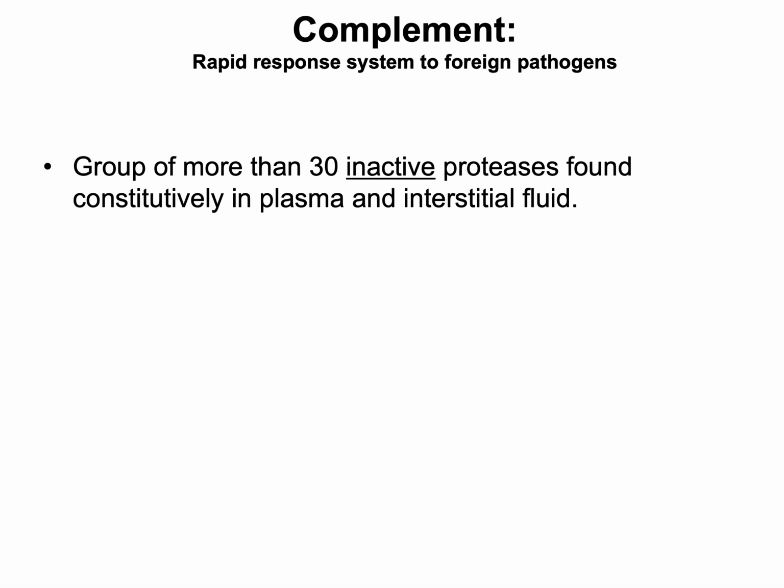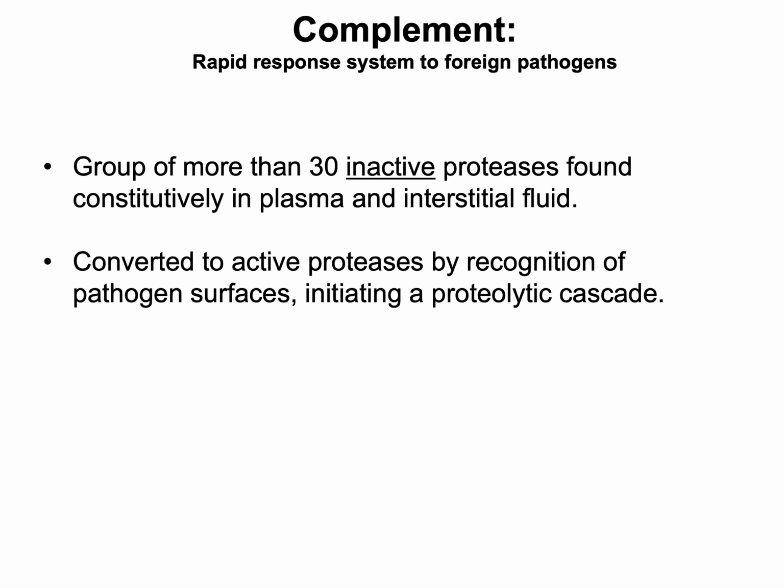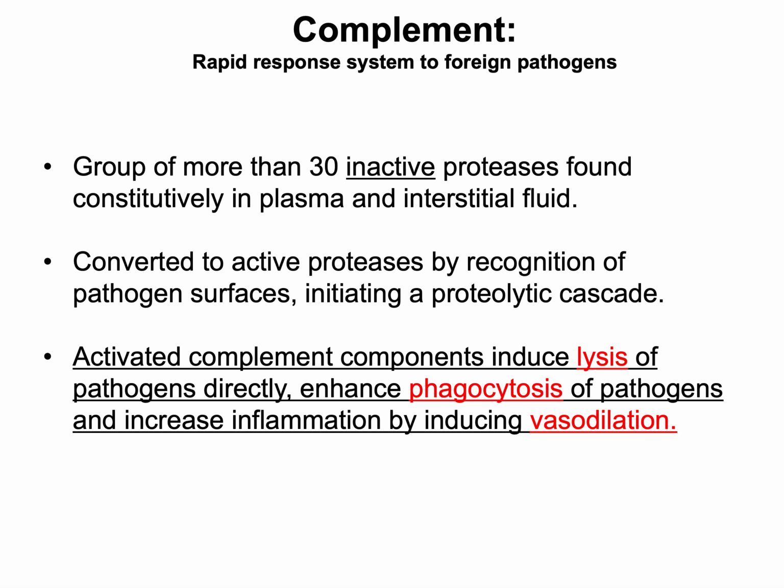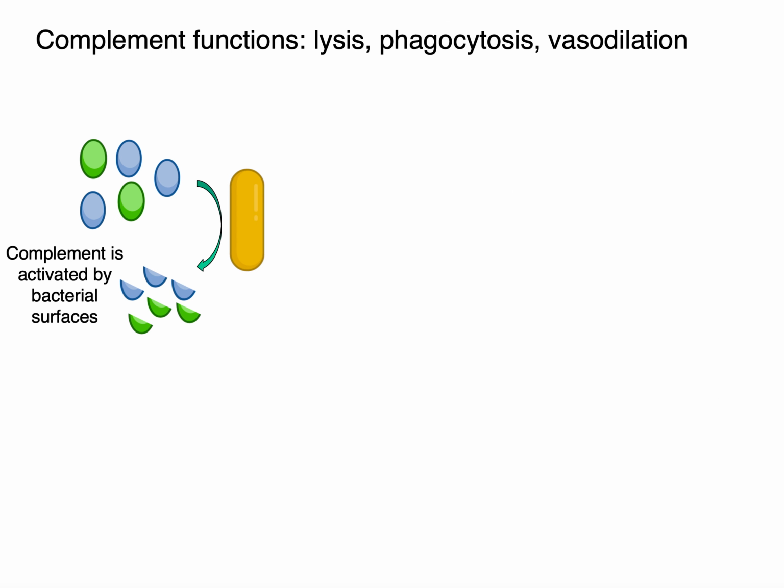So as a review, complement is our inactive proteases that are found constitutively in plasma and interstitial fluid. They can be converted to active proteases by recognition of pathogen surfaces. And activated complement components induce three things. One, they induce lysis of pathogens directly. Second, they induce the phagocytosis of pathogens by innate immune cells. And third, they increase inflammation by inducing vasodilation of local capillaries. So let's look at those functions in a little bit more detail.